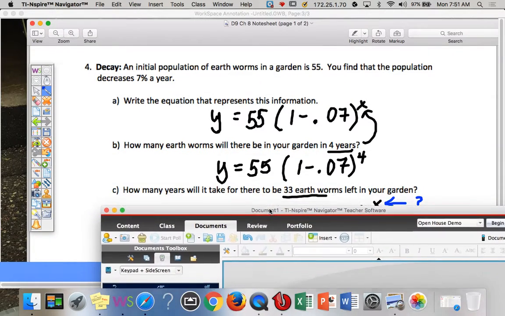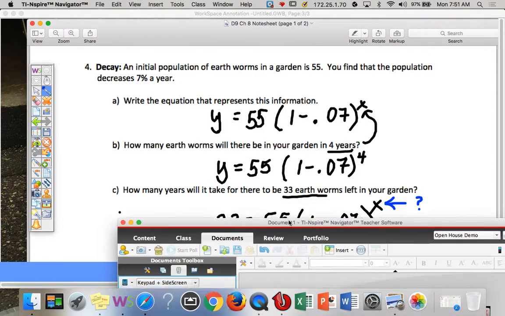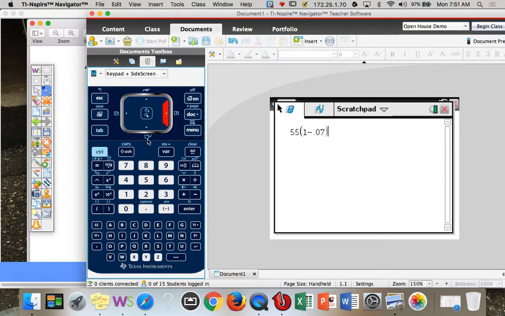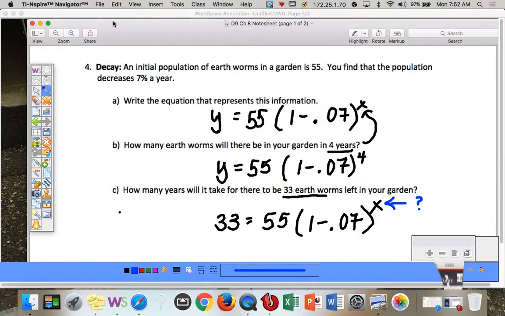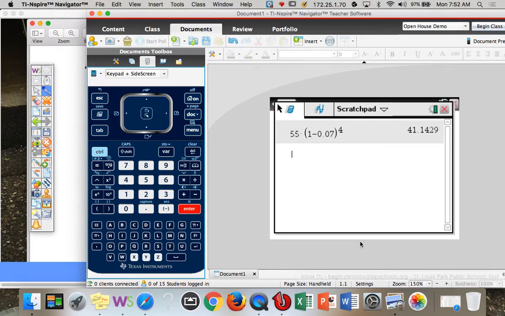Okay, so we're back at B. We're going to type in 55, 1 minus 0.07, and then go to the outside of the parentheses to the power of 4. So after 4 years, there's about 41 earthworms. So then for guess and check, this is decaying, so we know it's going down, so it's going to be more than 4 years. So let's try 5 years and see if we get down to 33 earthworms.